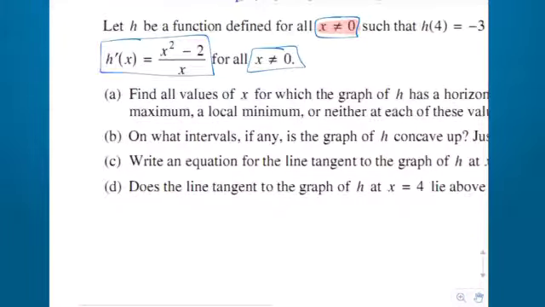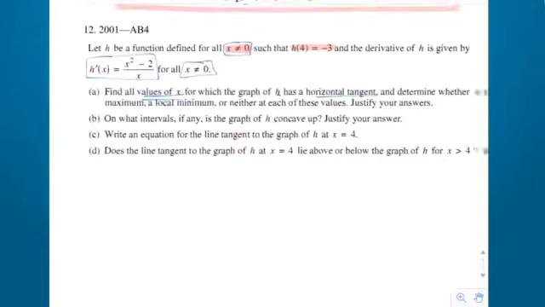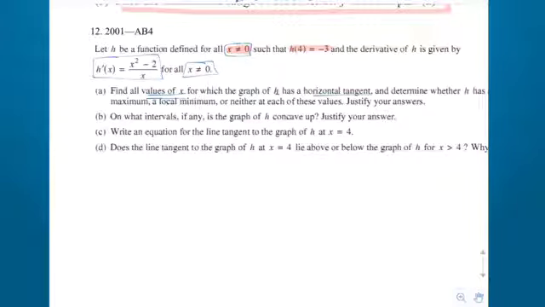Part A. Find all the values of x, so we're looking for x values, where h has a horizontal tangent. And then determine if there's a local min, max, or neither at that point and justify. Okay, so it didn't even say to find all the critical values. Normally, critical values are where the derivative is 0 or undefined.